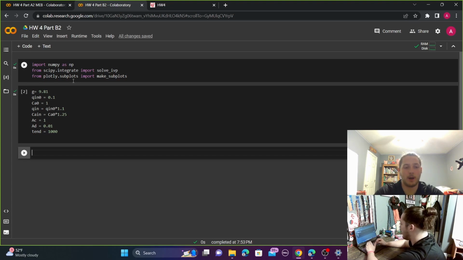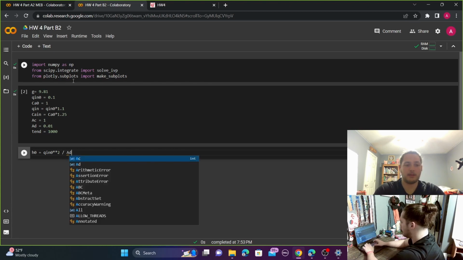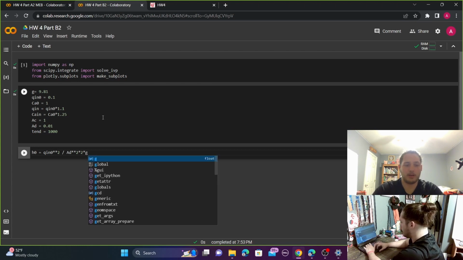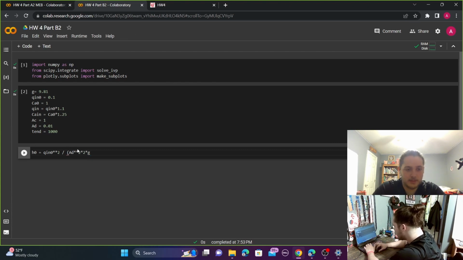Now we are going to make a statement for our initial height value, which we derived in the previous part. So we are going to call h naught, and we are going to set that equal to our Qn naught value, and we're going to square that and then divide it by the drainage hole area. We are squaring that and then multiplying by 2g, and we need to put this in parentheses. Okay, so that's our h naught.